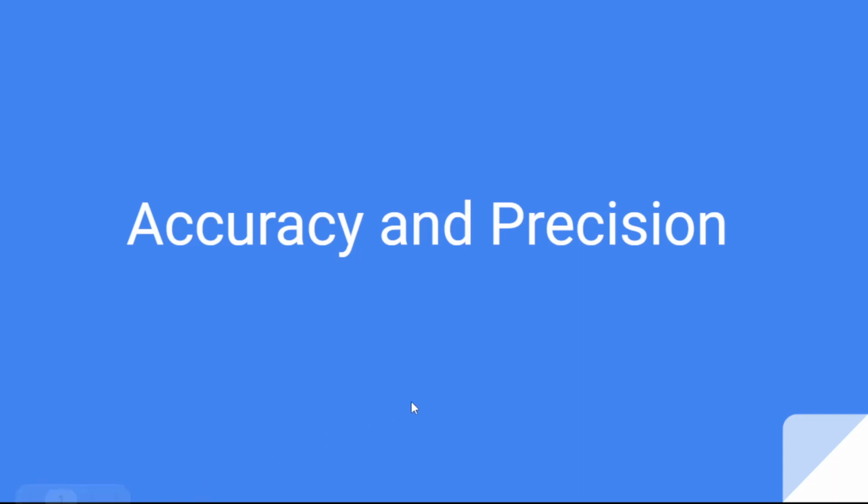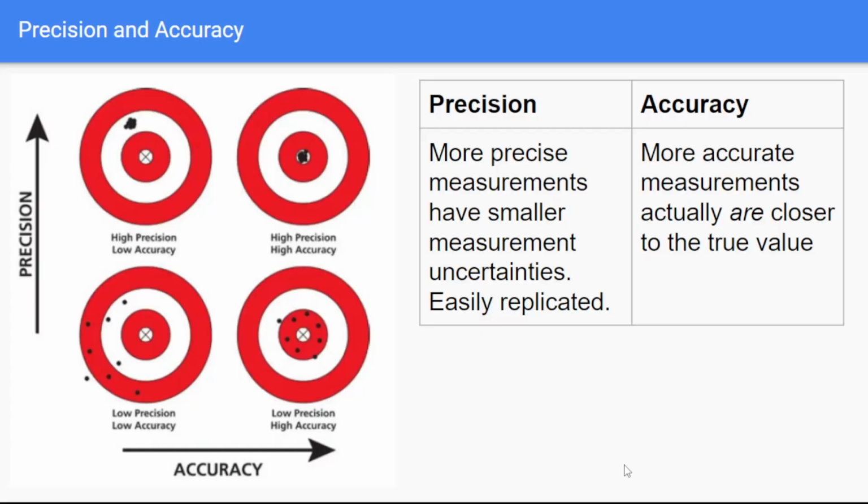In this video, we'll discuss accuracy and precision. Accuracy is how close the measurement is to the true value. Precision is how well those measurements can be replicated. And the ability to be replicated is dependent on the amount of uncertainty of the measurement. If you look at targets as an example, I think this illustrates it well.